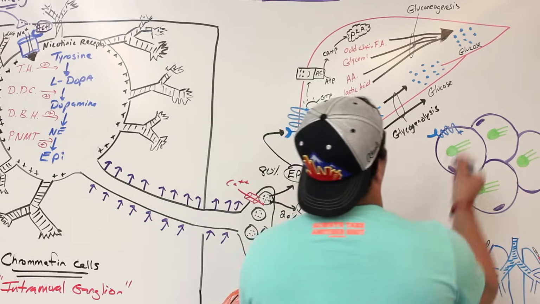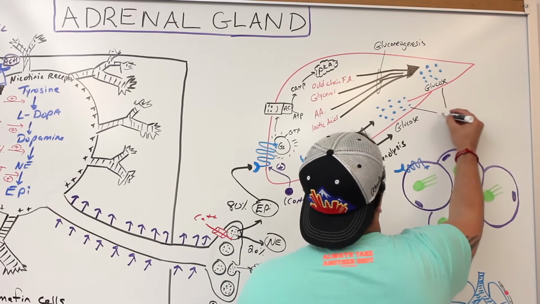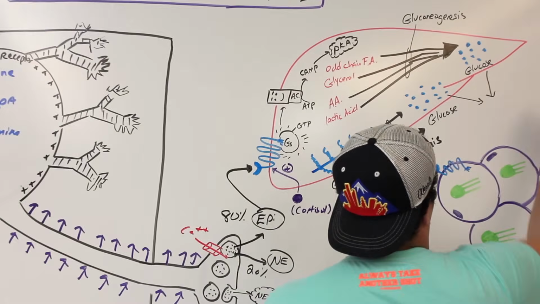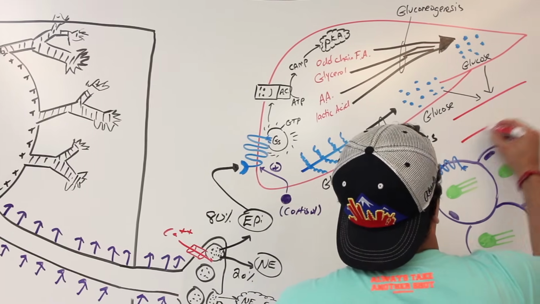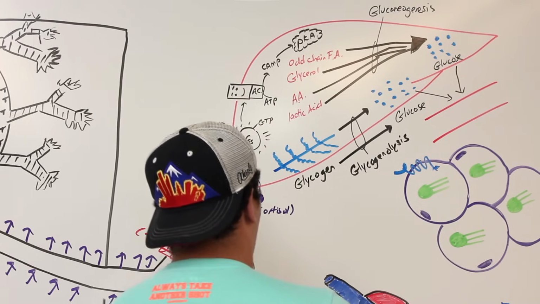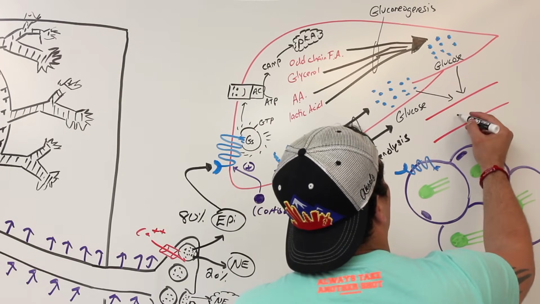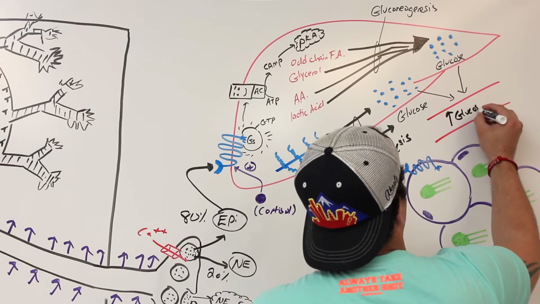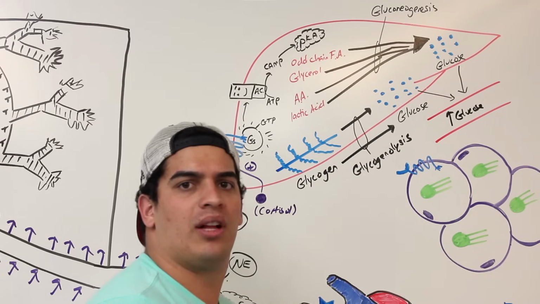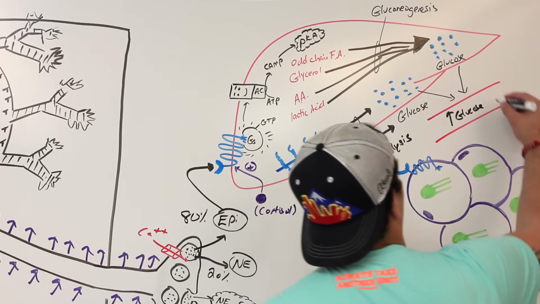What's the overall result? What are we putting into the blood? So let's say that there's a circulation here, right? Let's say I actually draw a small little vessel here. Here's a small vessel. And this glucose gets put into the bloodstream. What happens to the glucose levels within the blood? It increases. So we have increasing blood glucose levels. What is that called when you have increasing blood glucose levels? It's called hyperglycemia.